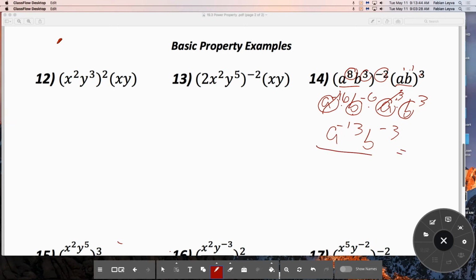Almost done. All you have to do is get rid of that negative exponent. So let's move it to the bottom. The action of moving it makes that exponent a positive. Let's do the same thing with the b. The action of moving it makes that a +3. Don't forget your 1 on top.